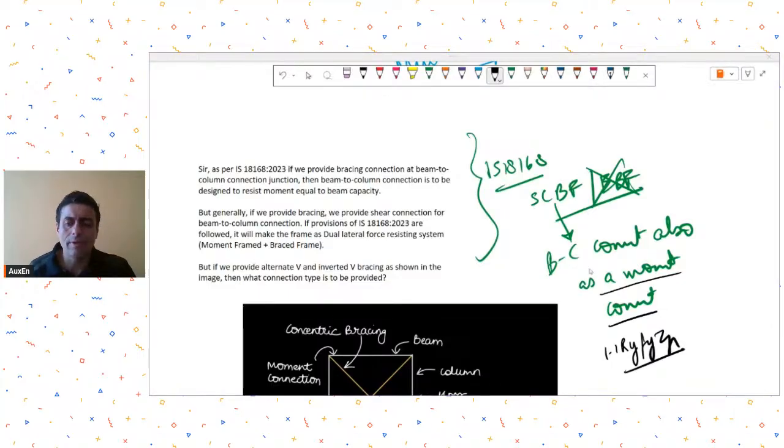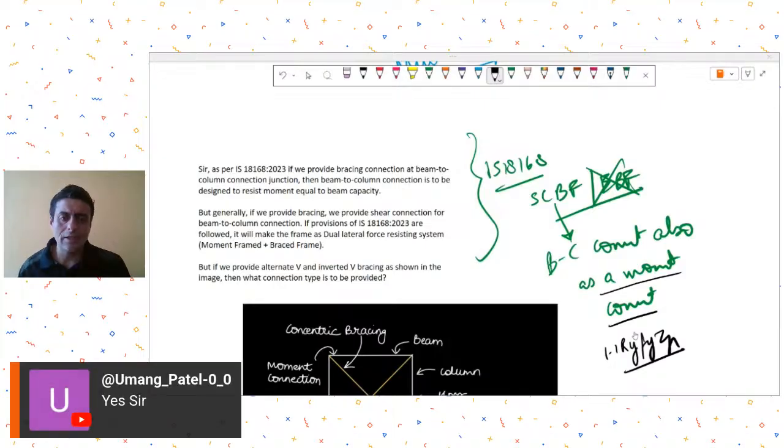So you have to multiply the 1.1 Ry with the plastic moment carrying capacity of the beam, and you have to design the beam to column connection as a moment connection for these levels of moment, which turns out that your beam to column connection is pretty heavily designed, so to say. Yes, as he has rightly pointed out, this is a problem with IS 18168.